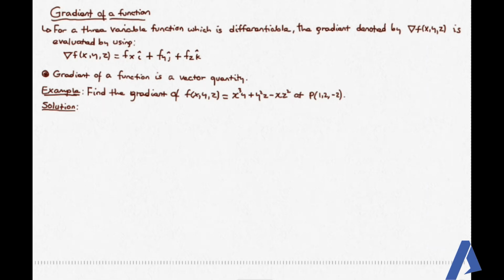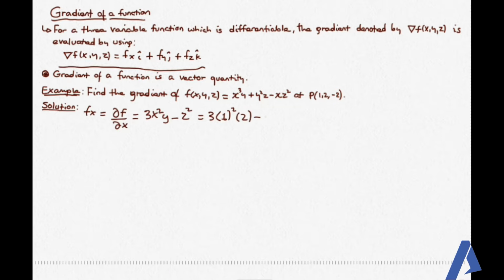በመቀጠል gradient of a function እናያለን። Gradient of a function is a vector quantity which is evaluated using this expression. ስለዚህ simple example እናያለን። መጀመሪያ as usual fxን calculate እናደርጋለን which is the same as del f by del x which is equal to 3x square y minus z square. ስለዚህ በተሰጠን ፖይንት ላይ ኮምፒውት ስናደርገው 3 times 1 square times 2 minus 2 square which is equal to 6 minus 4 which is equal to 2.